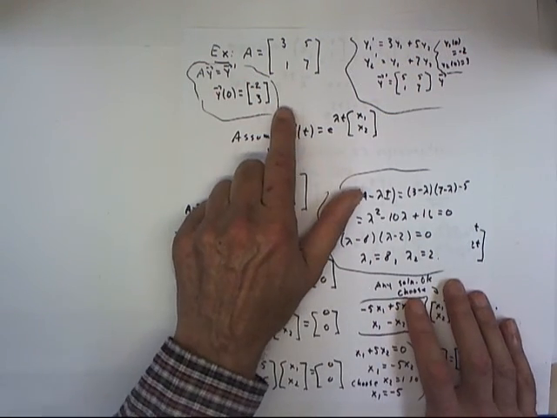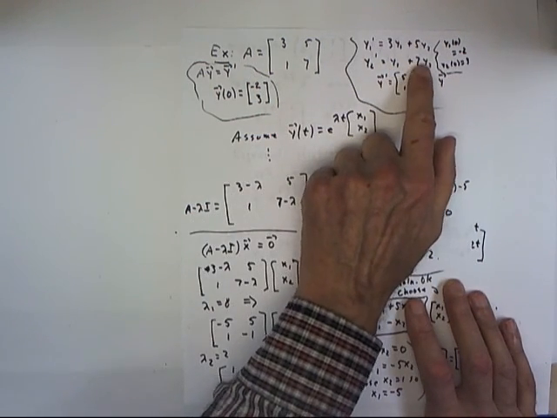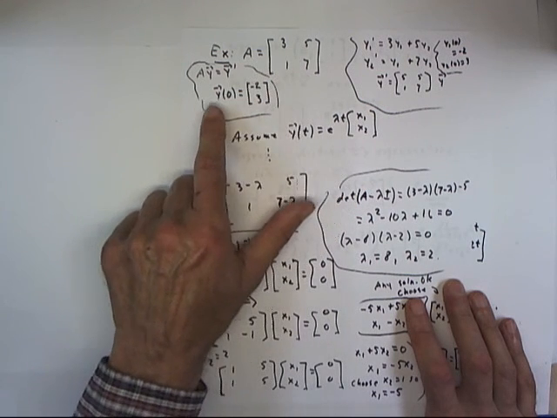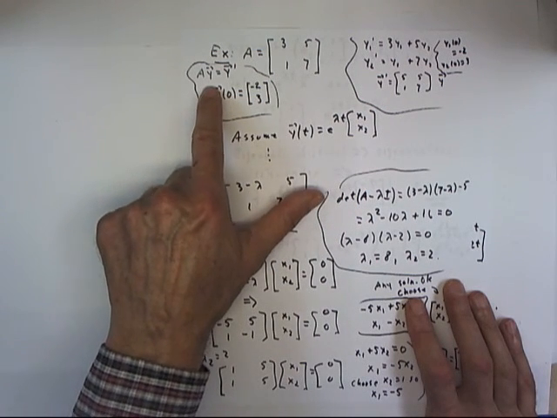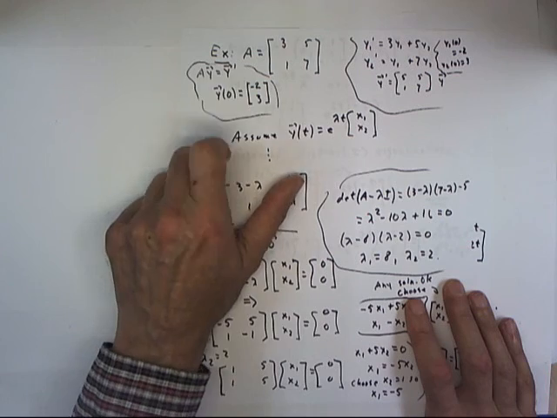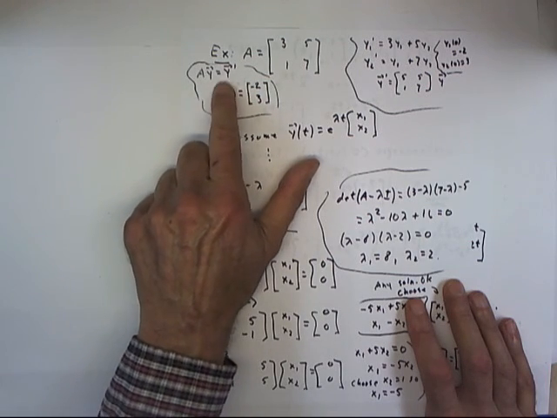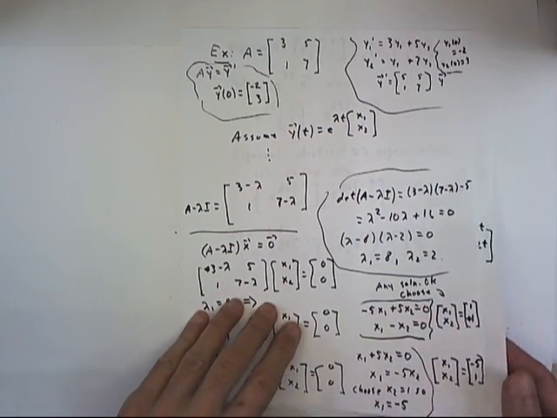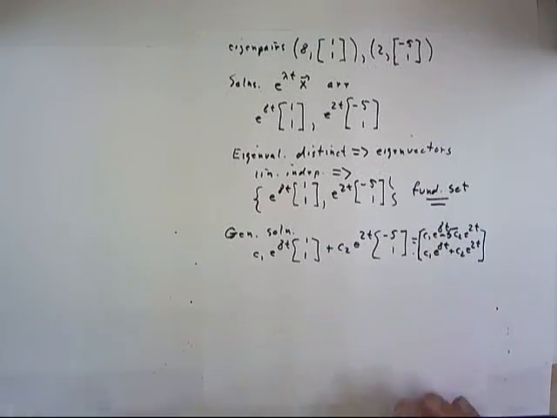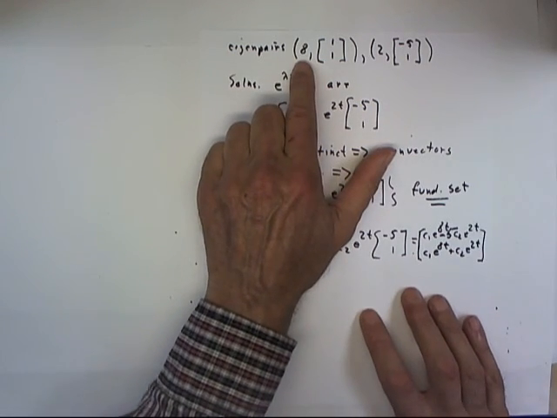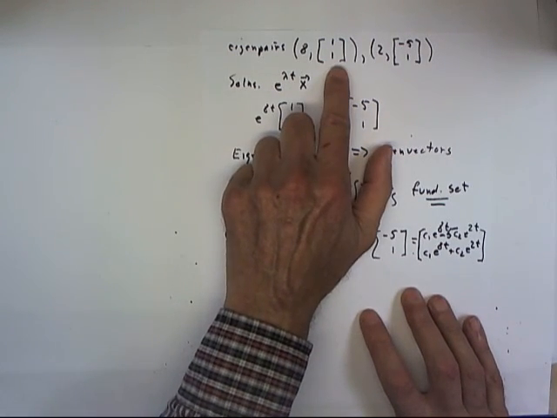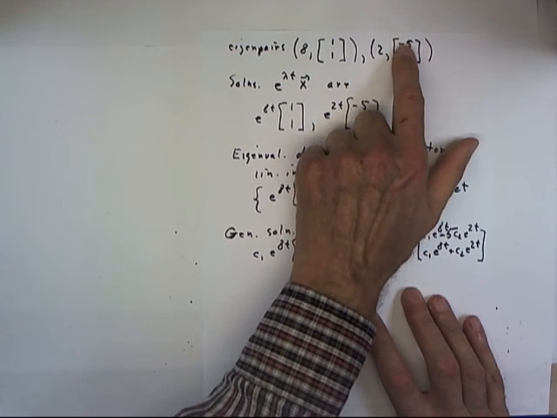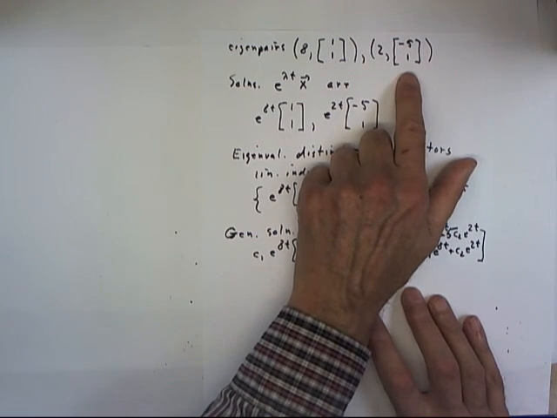In the last clip, we solved the system shown here to find the solution vector y, which formed the general solution to this equation. We went through the details and we found that we have a solution with eigenvalue 8 and eigenvector 1, 1, eigenvalue 2, eigenvector negative 5, 1.